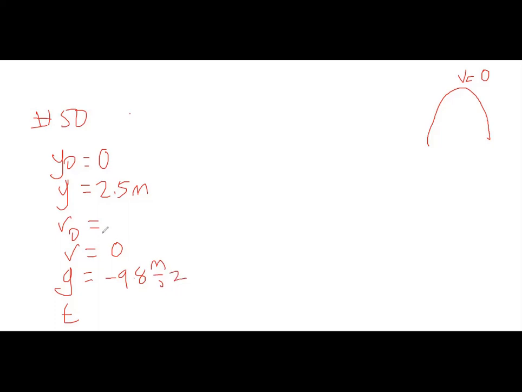The initial position is 0. It's on the ground. The final position is 2.5 meters. The initial velocity, we don't know. At the top of the jump, what's the velocity at the top? 0. It's always 0 at the top. Gravity is negative 9.8 meters per second squared. And we're looking for, in part A, v naught, and in part B, t.